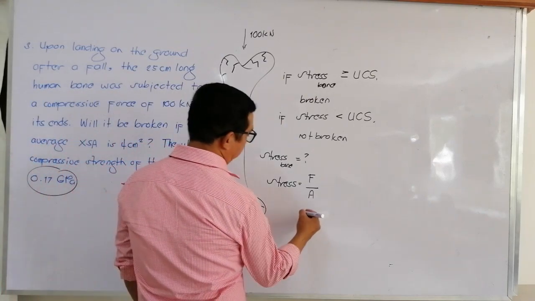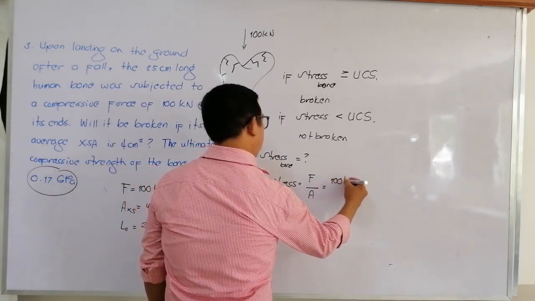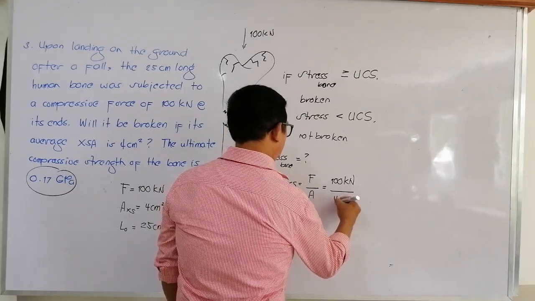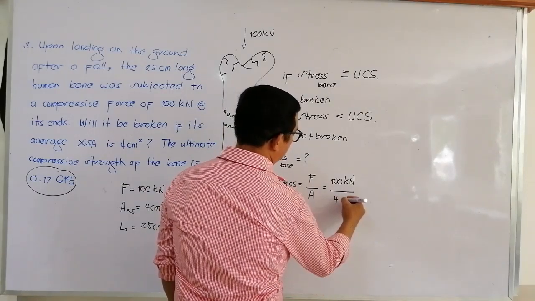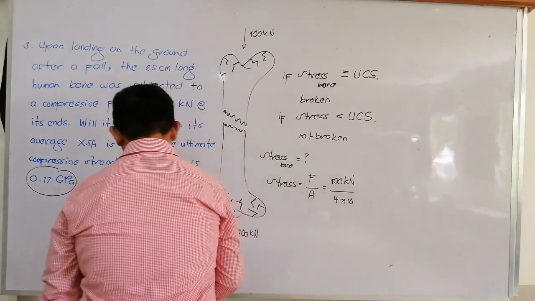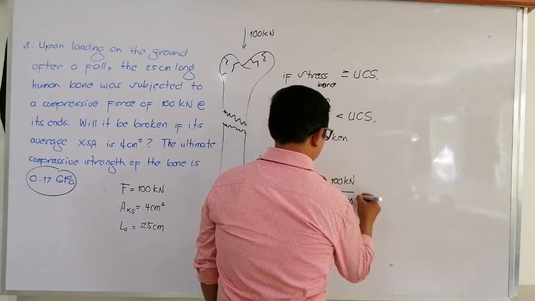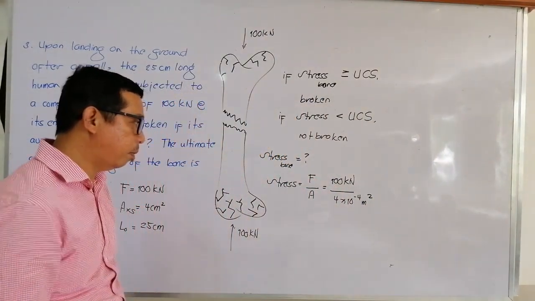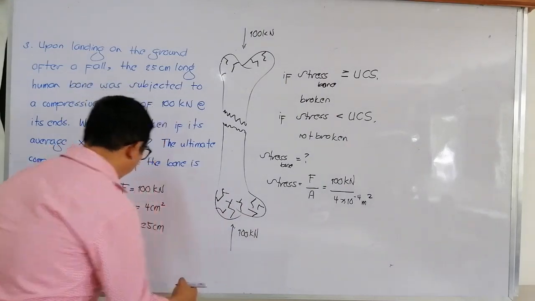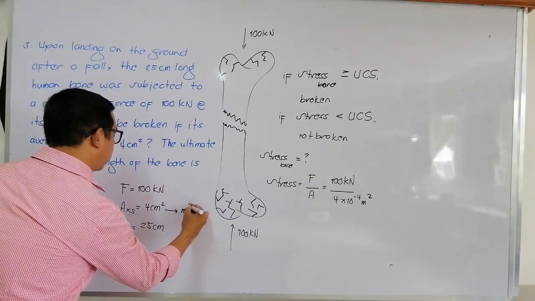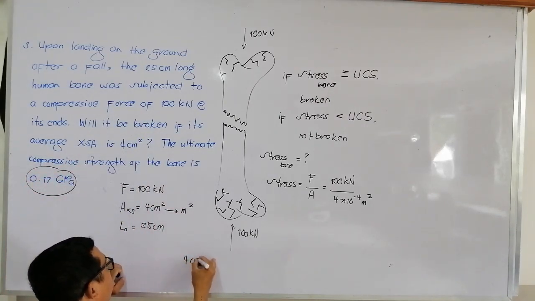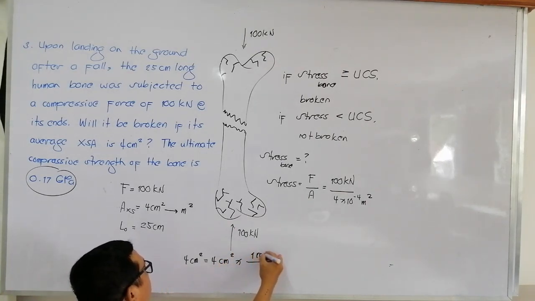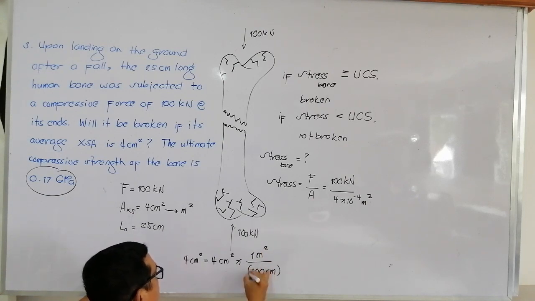Alam naman natin yung force ay 100 kilonewtons. And for the area, it is 4 centimeters squared or 4 times 10 to the negative 4 meters squared. Okay. Paano galing? Conversion. Yung 4 centimeters squared to meters squared. Conversion yan would have to be 4 cm squared multiplied with 1 meter squared over 100 centimeters, that needs to be squared.